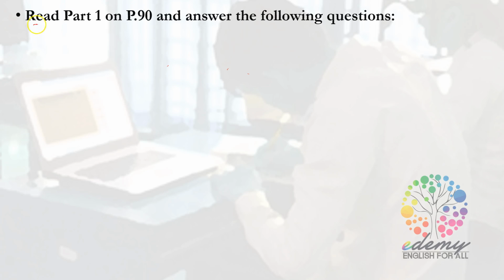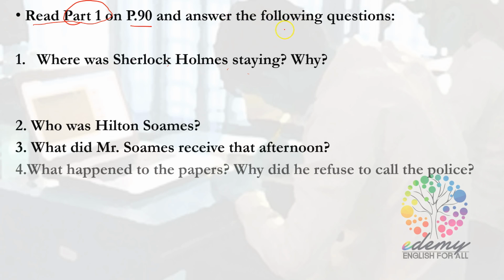I want you to read part 1, only part 1, on page 90 and answer the following questions. You have 4 questions here. Question 1, where was Sherlock Holmes staying and why? Question 2, who was Helton Soames? Question 3, what did Mr. Soames receive that afternoon? Question 4, what happened to the paper and why did he refuse to call the police?